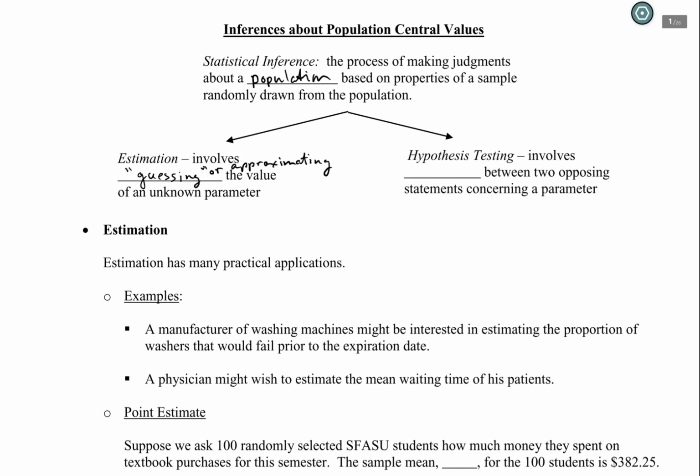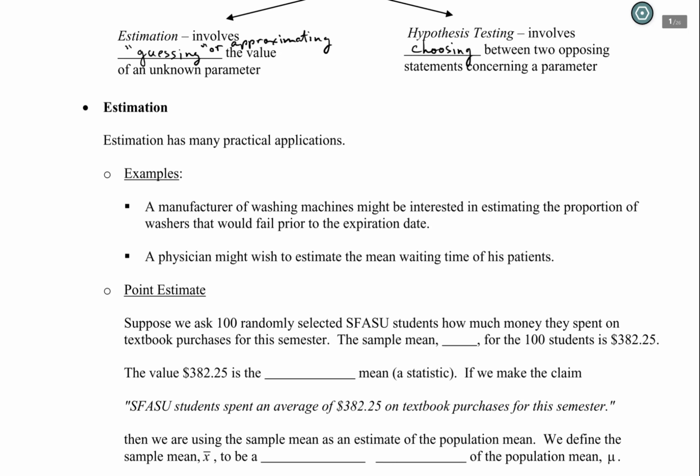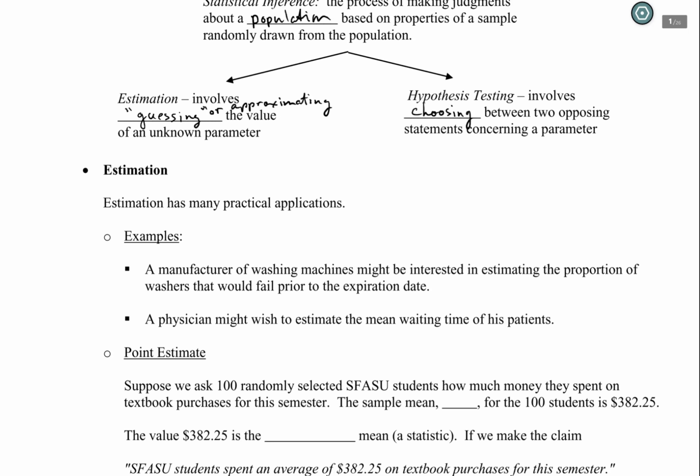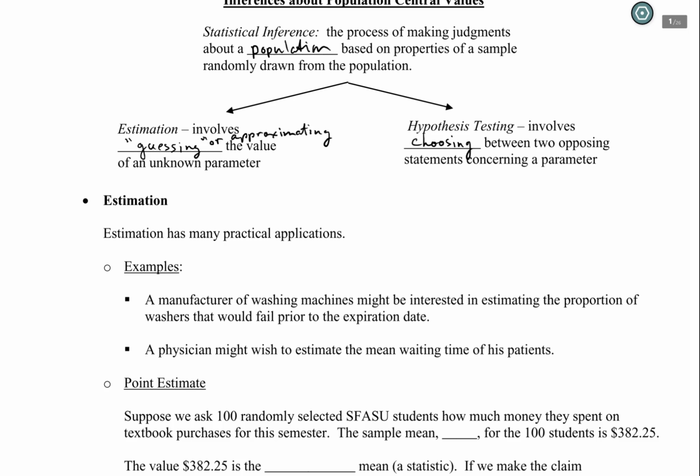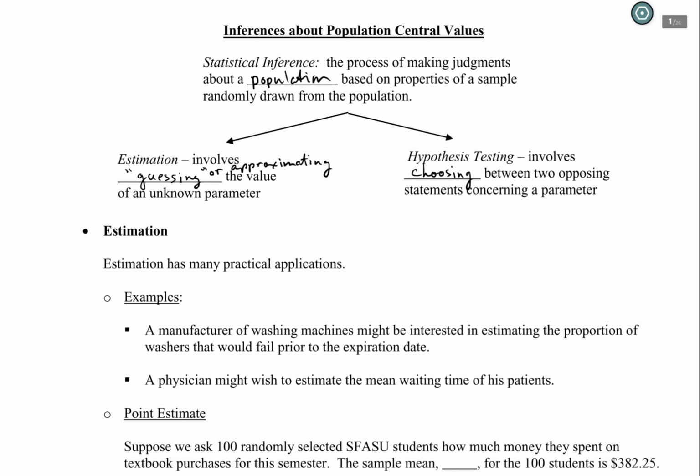The other approach is through hypothesis testing, and it involves choosing between two opposing statements concerning a parameter. And so these are the two main methods to do statistical inference for us, and really for most statisticians. We're going to first look at estimation, and then we're going to look at hypothesis testing. So for a while we will be looking at estimation.